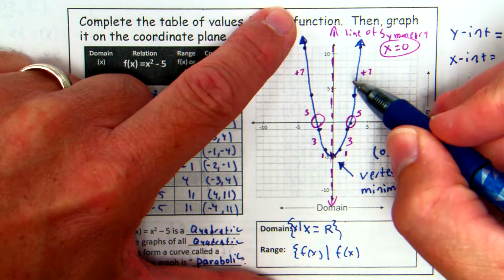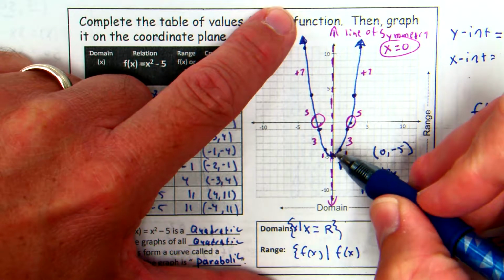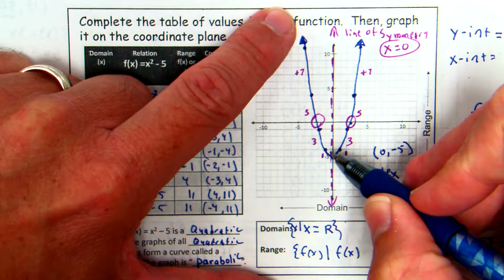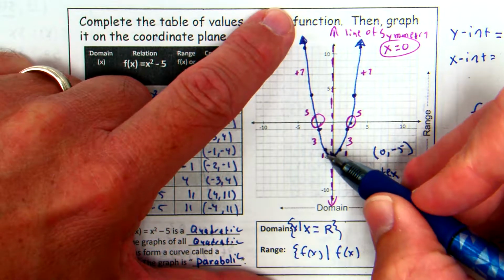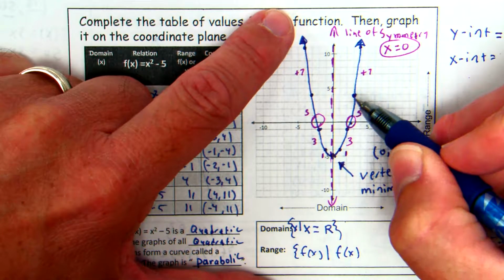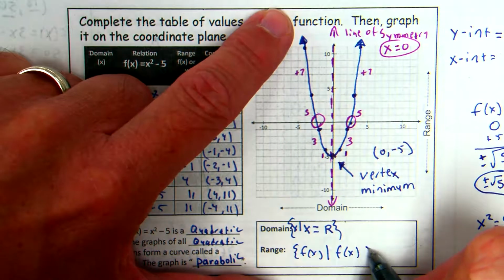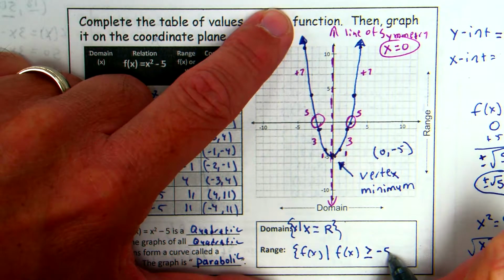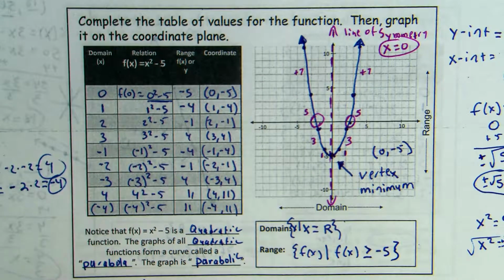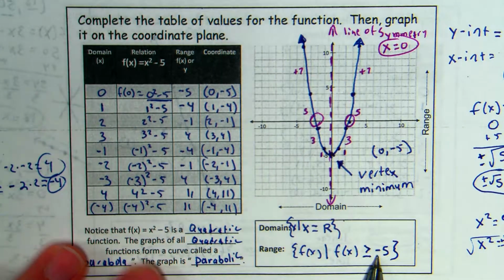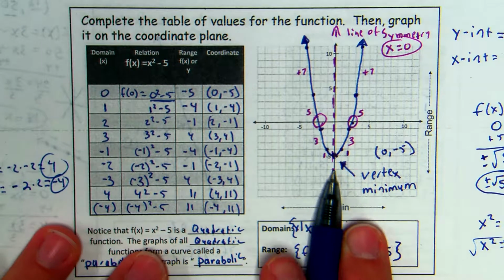But I do notice that as I'm going down, after I reach -5, the graph changes directions and turns back up. It's never going to go below that -5. So it's going to be greater than or equal to -5. Any idea why it turns around at -5?